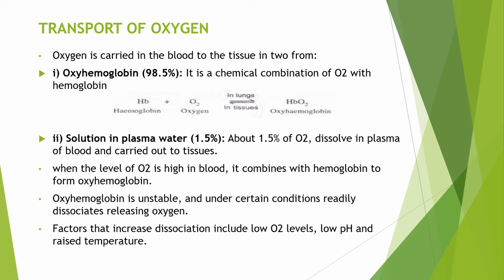It is a reversible process. The oxyhemoglobin form is very unstable and under different circumstances it dissociates to release the oxygen. There are different factors that increase the dissociation of oxyhemoglobin, such as low oxygen levels, low pH and increase in the temperature.